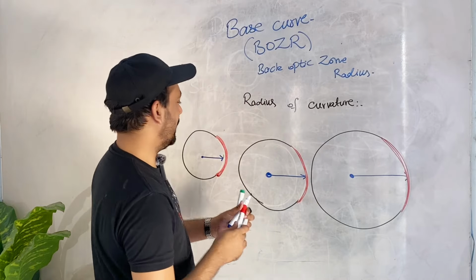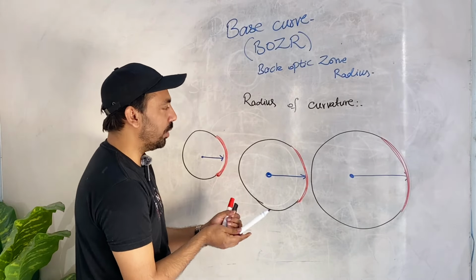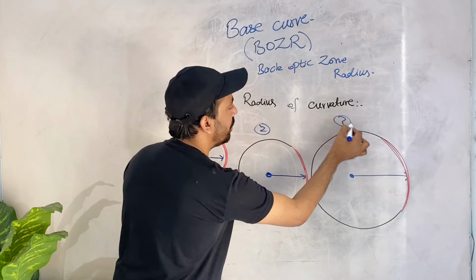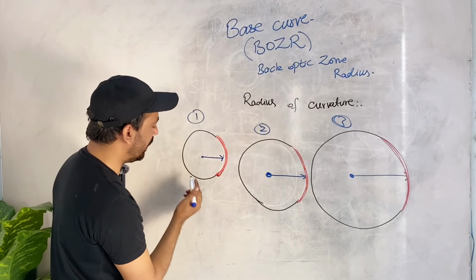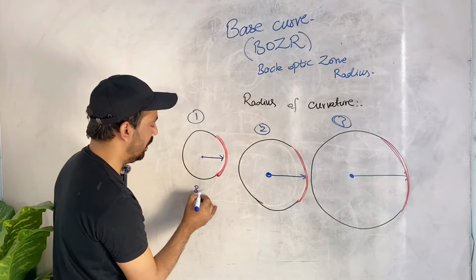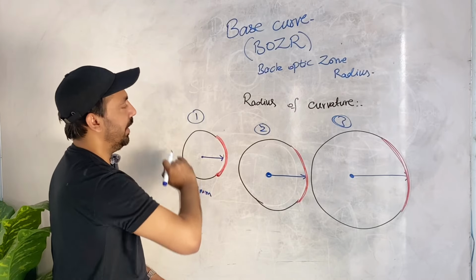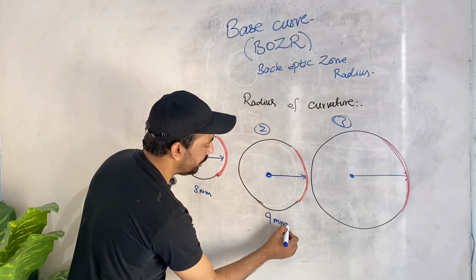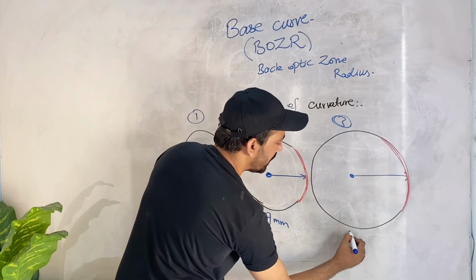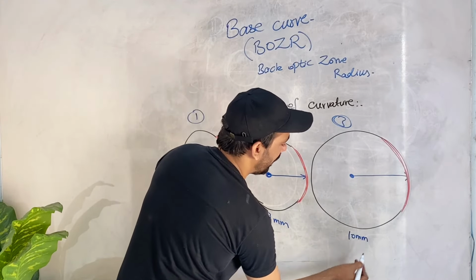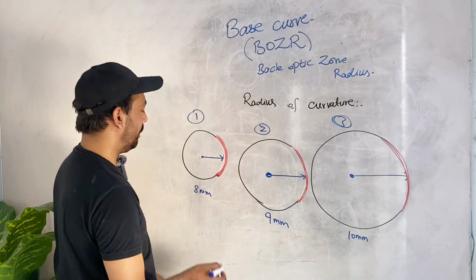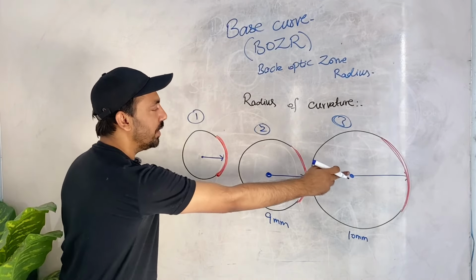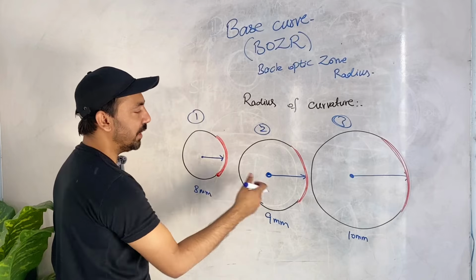Now let's get the actual concept of the base curve. Circle number 1, circle number 2, and circle number 3. In circle number 1, which is smaller, the base curve is, for example, 8 millimeter. In a bigger circle, the base curve is now 9 millimeter. In the biggest circle, the base curve is 10 millimeter. These are supposed values, as I told you, right? From this point to this point, the base curve is increasing.